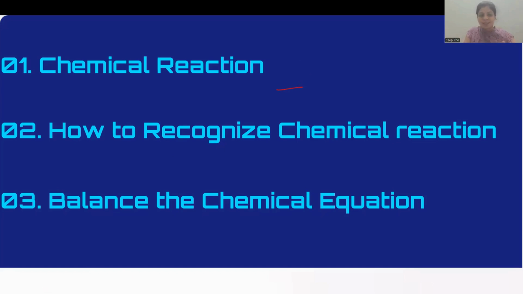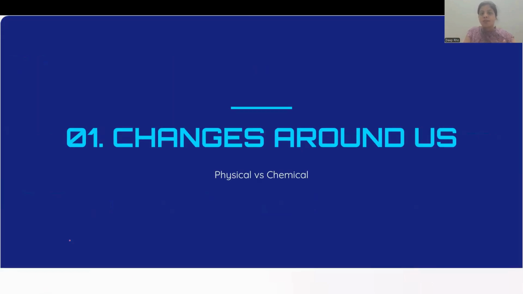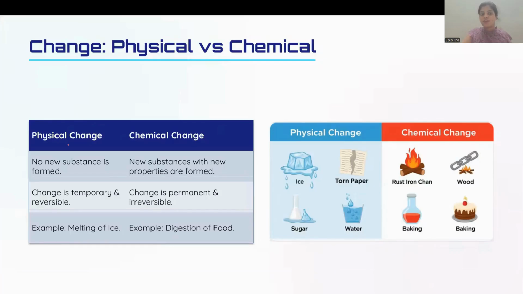Let's start the class. So what is a chemical change? What is a change, first of all? Anything that changes from its original form to a final form, that is a change. When a substance changes from the original to something else, that is a change. So changes are basically of two types. One is physical change, another is chemical change.